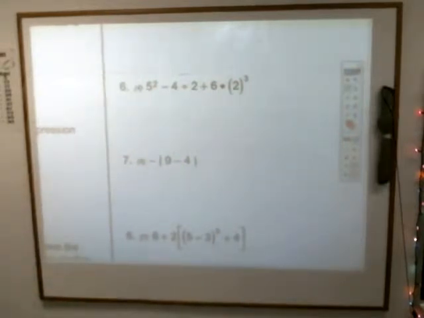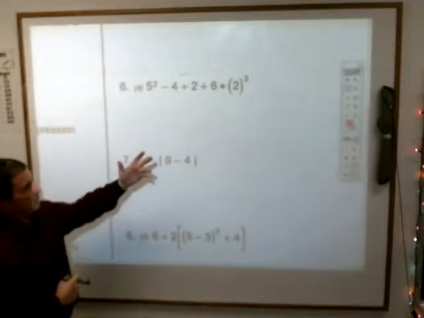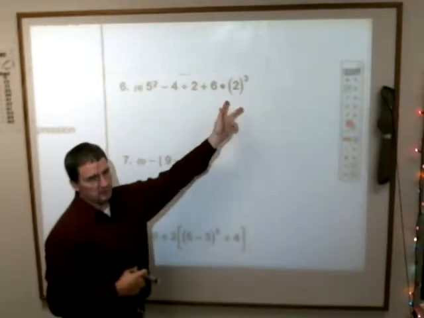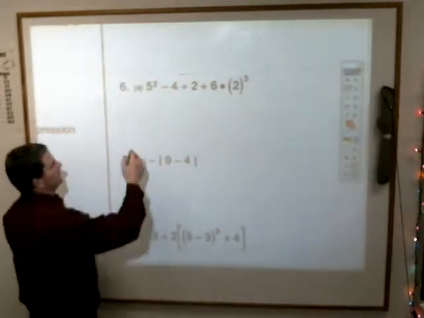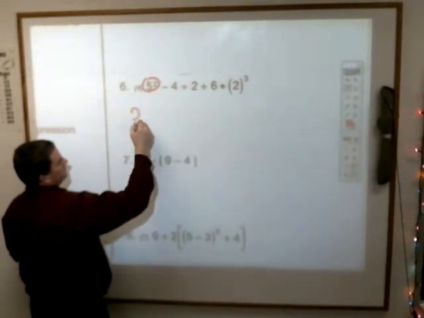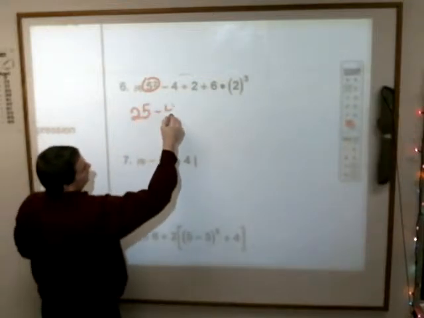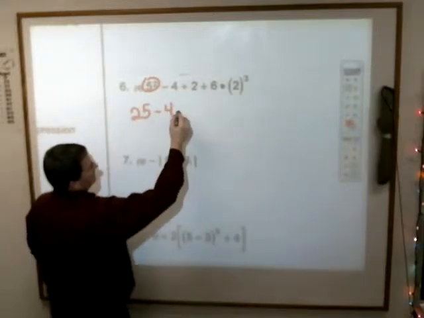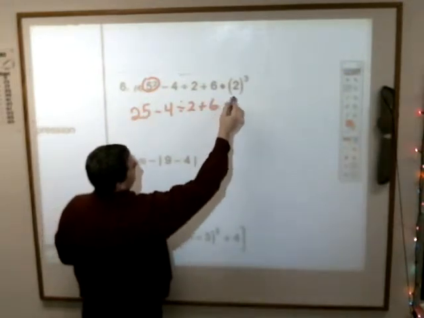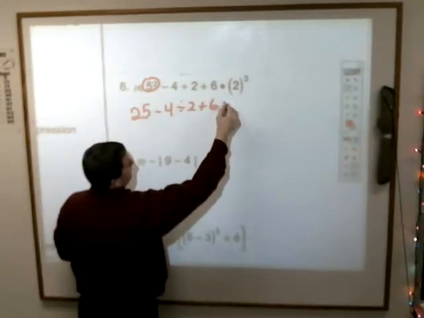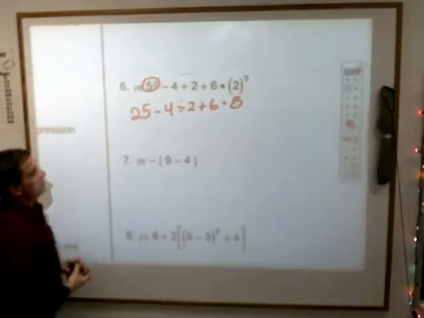Following the order of operations, Emma Price, the first thing you should do is parentheses, which have already been done. This is the only parenthesis in it. It's worthless. It doesn't really do anything. So the next thing you do is exponents. So 5 squared is 25, minus 4 divided by 2, plus 6 times, what's 2 to the 3rd power? 8. So that's the first step there.